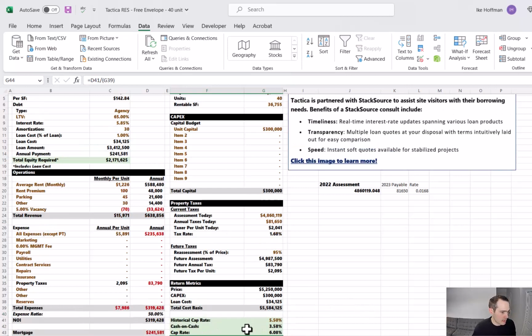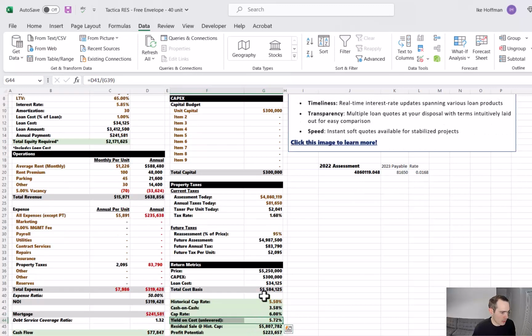That's a good thing. The yield on cost is also higher than the historical cap rate. So ideally, we would potentially see a larger delta between this 5.72 and 5.5. But the fact that there is a positive delta at all, it's a good sign, and it likely justifies doing a deeper look at this particular project. My initial perception of this deal is it's not a slam dunk by any means. It's not a no-brainer.